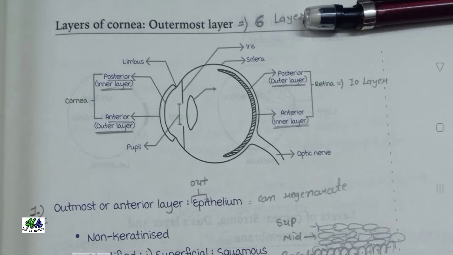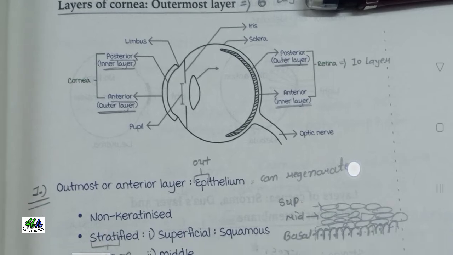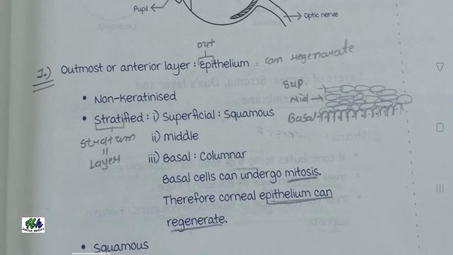The cornea is made up of a total of 6 layers. The outermost layer is known as the epithelial layer. From outer to inner, the first layer is the epithelial layer, the second layer is Bowman's layer, the third layer is known as stroma, the fourth layer is Dua's layer, the fifth is Descemet's membrane, and the last, innermost layer is known as the posterior layer.